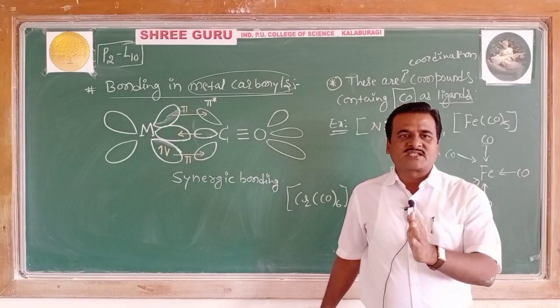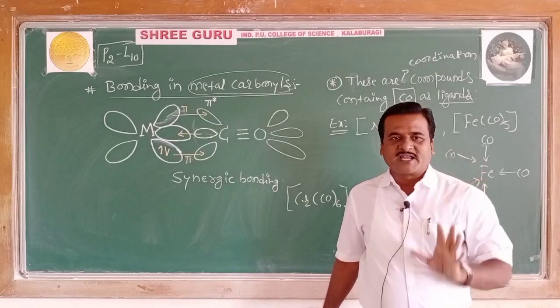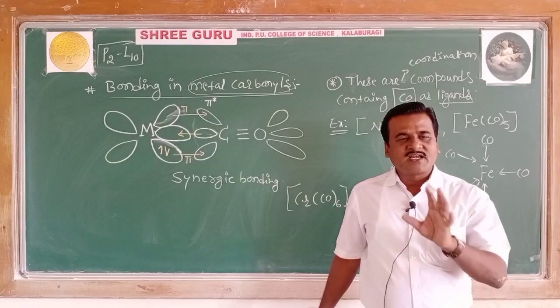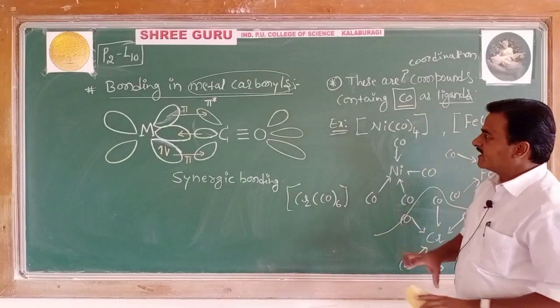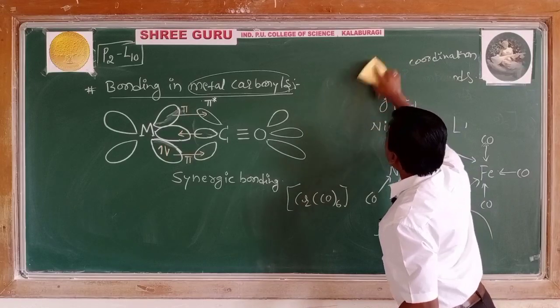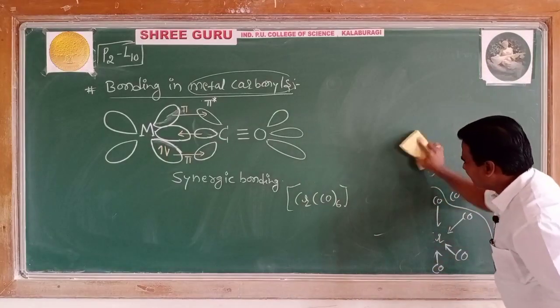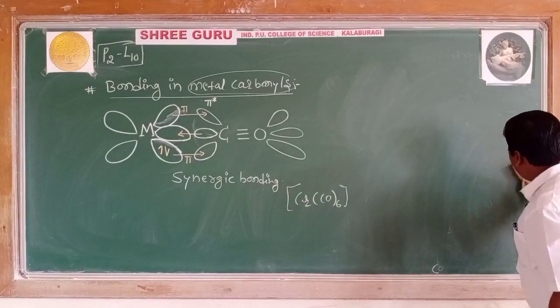See, metal carbonyls contain both sigma bond as well as pi bonding character. Sigma bond and pi bonding character. Let us see how we are going to notice this with this diagram. Sigma and pi bond character is noticed between the metal and carbon of the carbonyl.